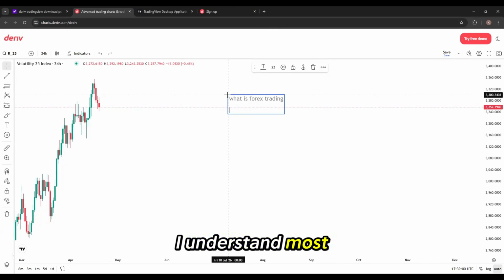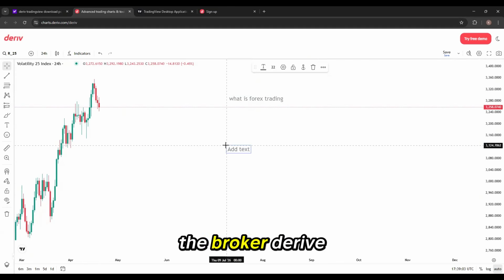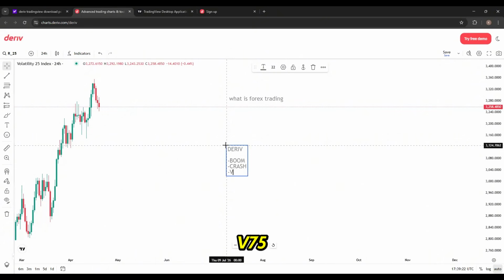I understand most of us in this session are using the broker Deriv. Under Deriv, we find assets such as Boom, such as Crash, such as Volatilities, which can come in the form of V75, which can come in the form of V100, right?